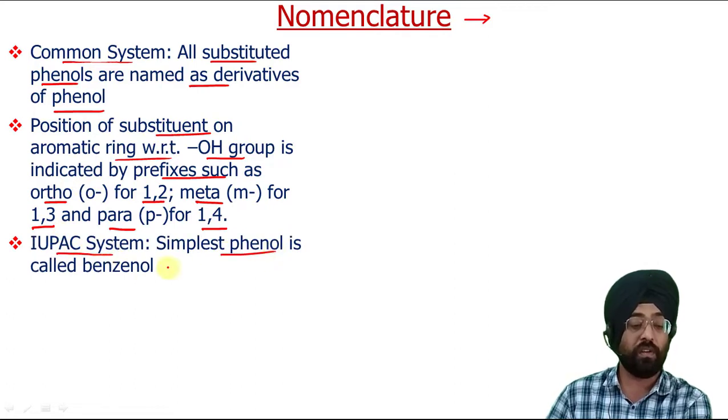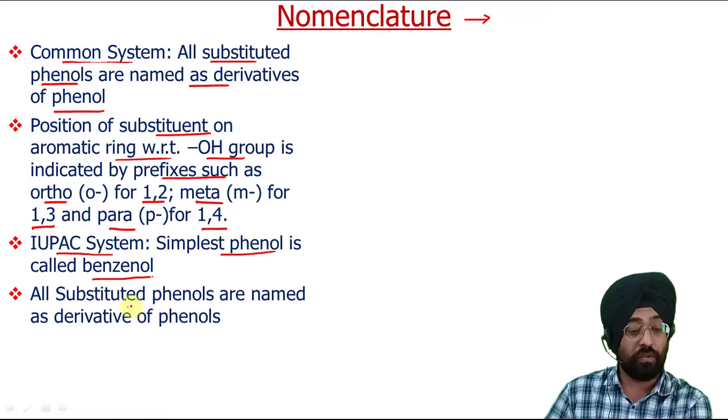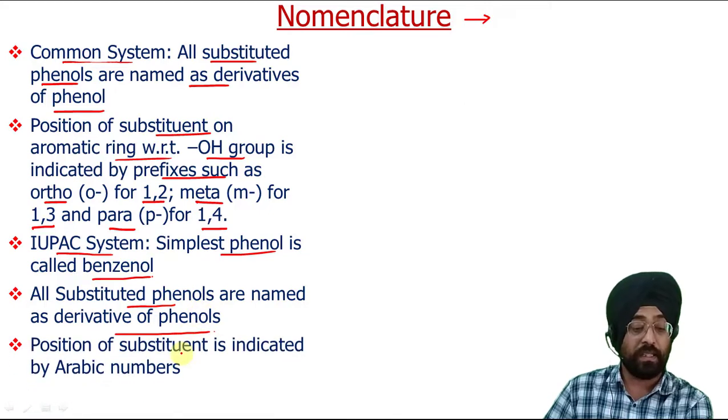The simplest phenol is called benzenol. So the IUPAC name of phenol is benzenol, but it is more commonly popular as phenol. And other substituted phenols, similar to the common system, are named as derivatives of phenol, but the difference is that the substituents are indicated by Arabic numbers like 1, 2, 1, 4 or 1, 3, not as ortho, meta and para.